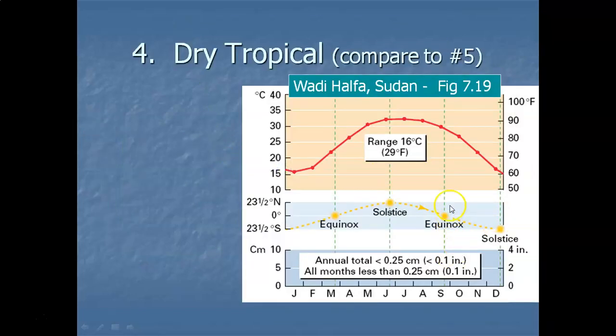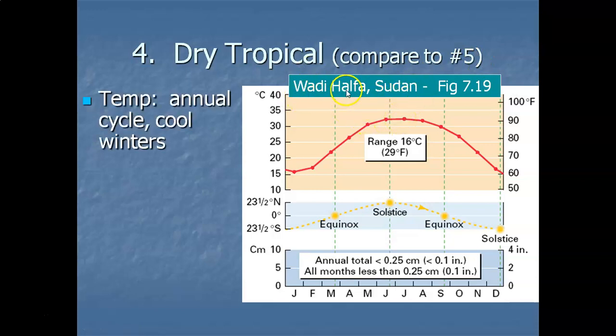All right. Okay, we're going to move on to the fourth climate. It's called the dry tropical climate. Dry tropical climate. And what we're going to do is, when you're studying, you're going to compare this climate to the next one. All right, climate number 5. Okay.